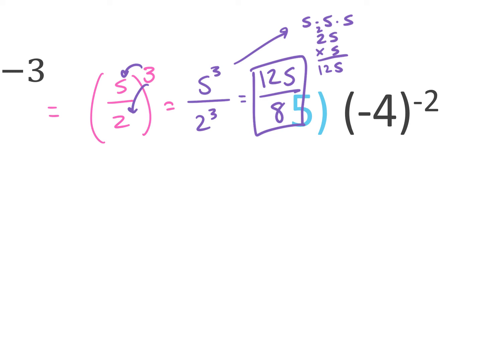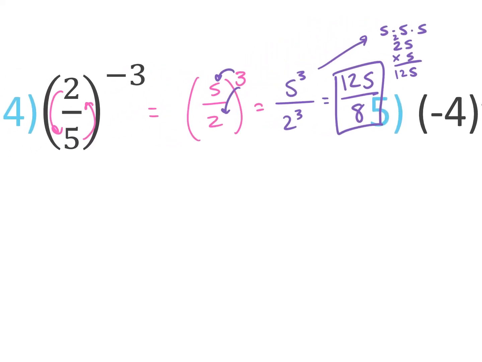If you can simplify your fraction, simplify it, but you don't have to make it a mixed number. You can leave it as an improper fraction. But if you can simplify, make sure you simplify it. Here we don't have any common factors between 125 and 8.